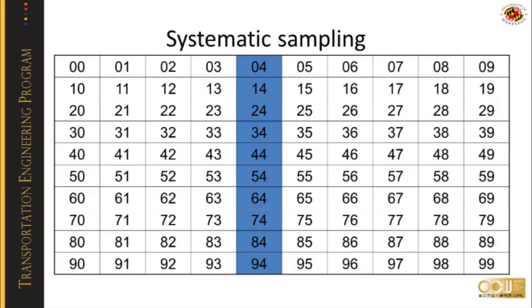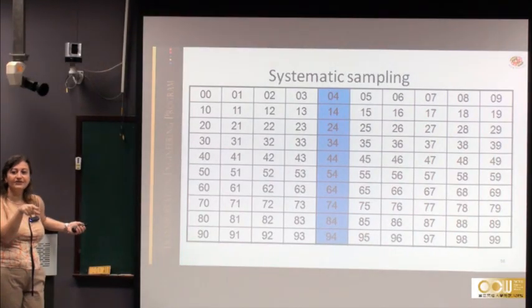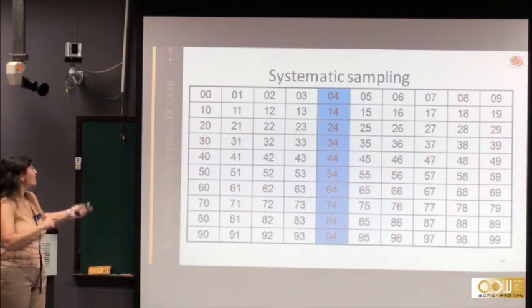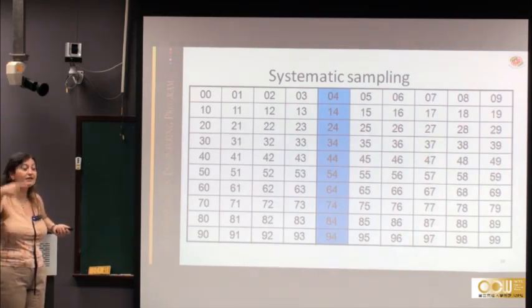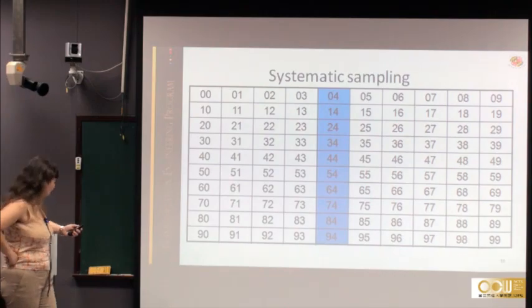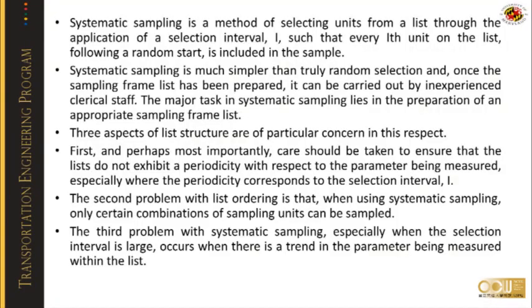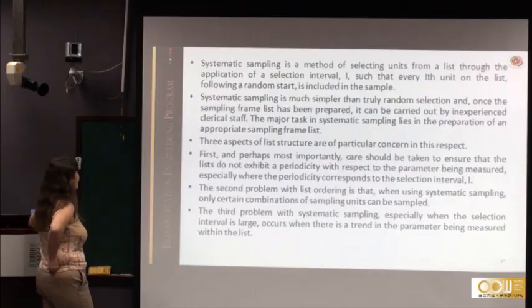Systematic sampling also happens, for example, when you send people in the field to collect the data, and you say, start to collect data from the household with number 4, and then go to the 14th, and then to the 24th, and then to the 34th. This is random again, so no problem. This is a random start. It's much simpler than truly random selection.